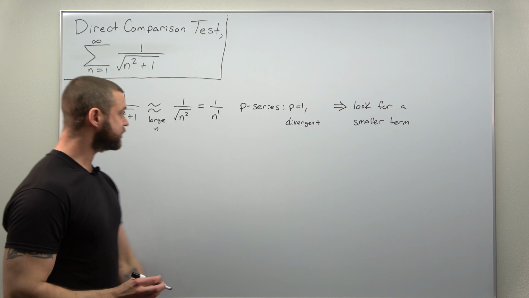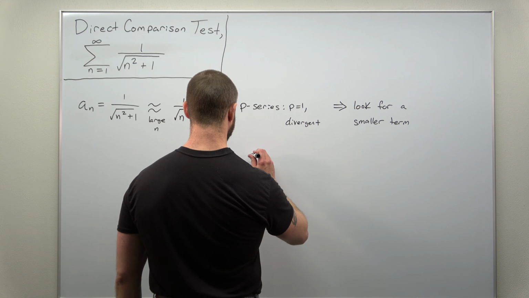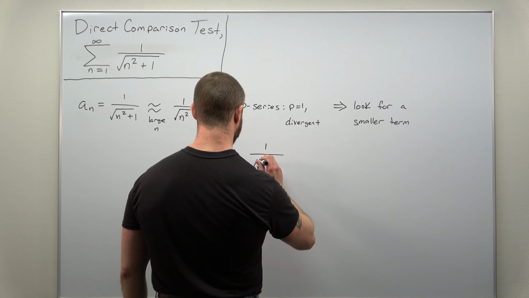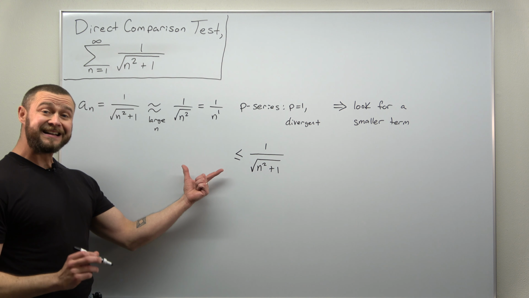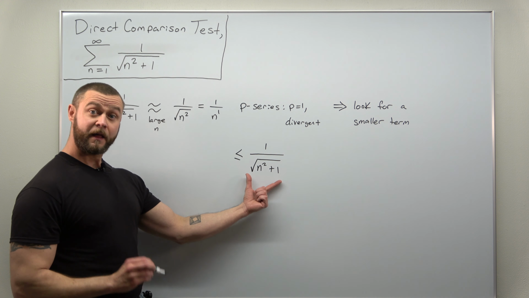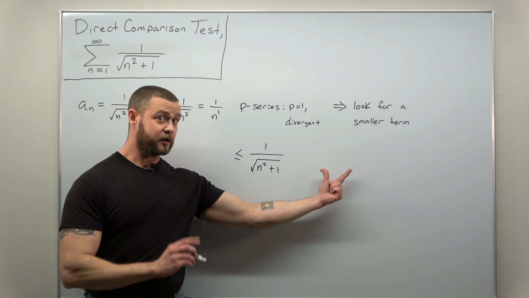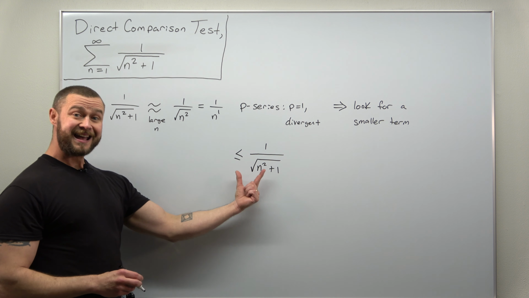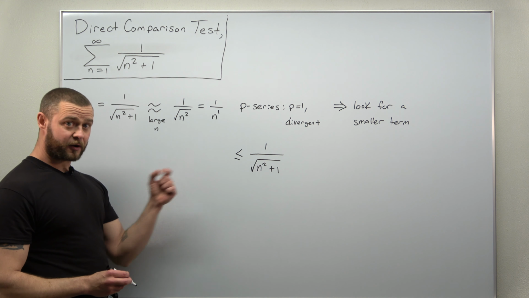All right, so let's go ahead and take our term a sub n, which is 1 over the square root of n squared plus 1. And we're going to try to find a term that is smaller. Now remember, with a fraction, you can make it bigger by making the denominator smaller. To go in this direction, finding a smaller term, we're going to make the denominator bigger.